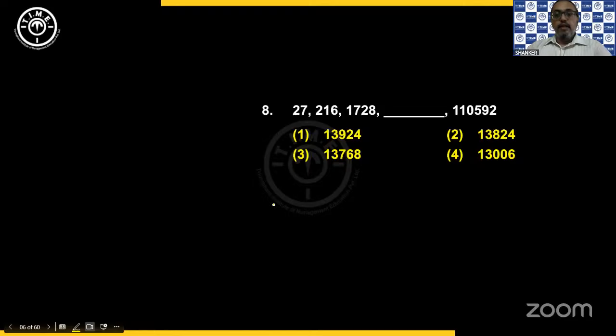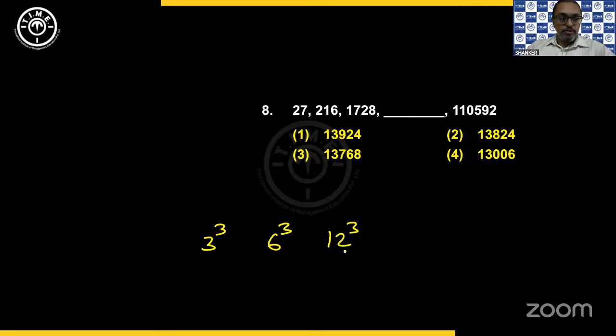Now these here, I can recognize them as cubes, correct? So let us see what cubes these are. Okay, so 27, I can take it as 3 cube. 216, I can take it as 6 cube. 1728 is 12 cube. Are you following what is happening here?